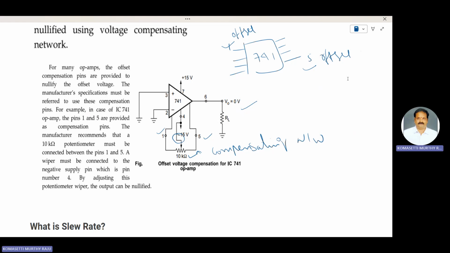Input bias current IB is the average of the currents which are flowing into the inverting and non-inverting terminals of the op-amp. These two currents are IB1, IB2. IB is equal to IB1 plus IB2 by 2. That is the input bias current. Input offset current is equal to the algebraic difference between the currents into the inverting and non-inverting terminals. IIO is equal to mod of IB1 minus IB2.